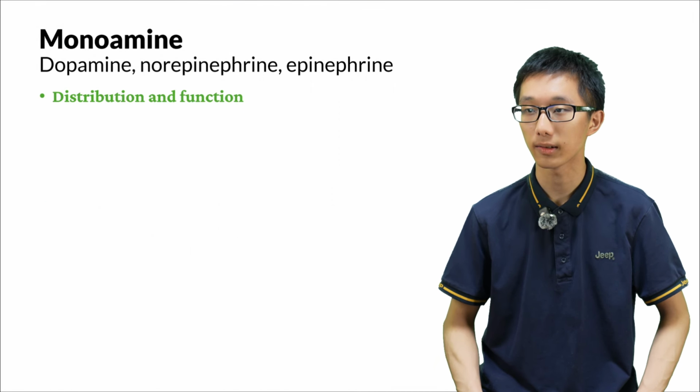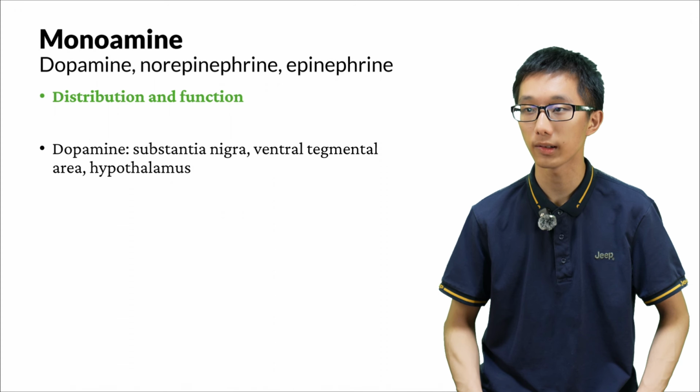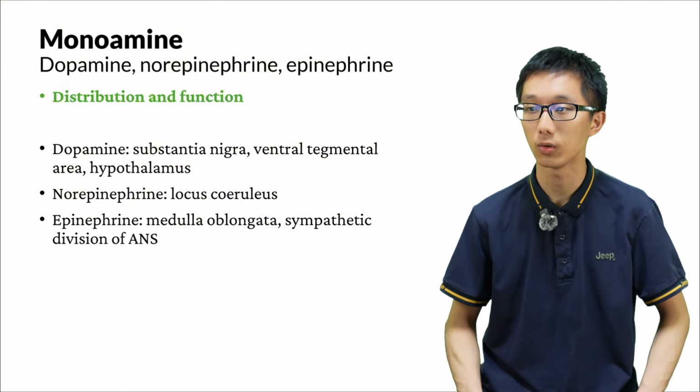These neurotransmitters are distributed. First, dopamine. It is distributed mainly in the substantia nigra, ventral tegmental area, and hypothalamus. Norepinephrine is mainly distributed in the locus coeruleus and other places. Epinephrine in the medulla oblongata, sympathetic division of the ANS. Don't worry if you find these terms a little bit intimidating. We will talk about them later in an episode about neuroanatomy.